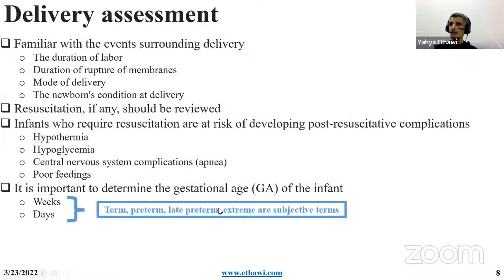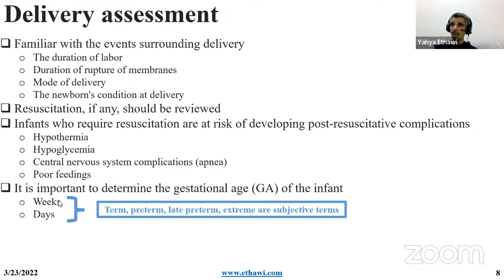Now, most of the babies, they will say it's a term baby. Term means nothing, because 38 is term and 39 is term, 37 is term. 37 is totally different from 39. 37 plus 1 is different from 37 plus 6. So term and preterm means nothing. I need a gestation. I need weeks and days.